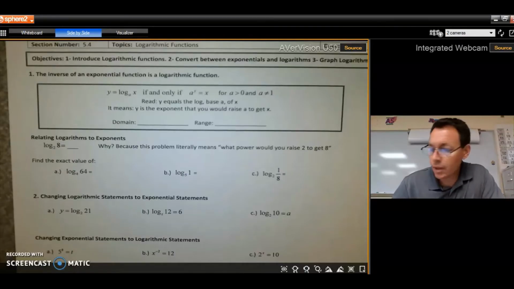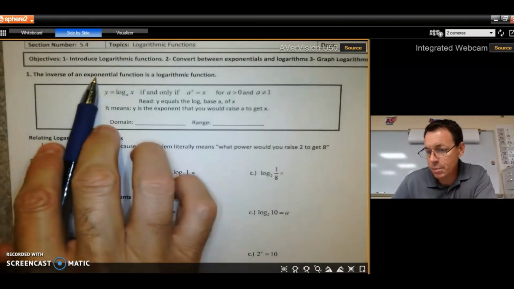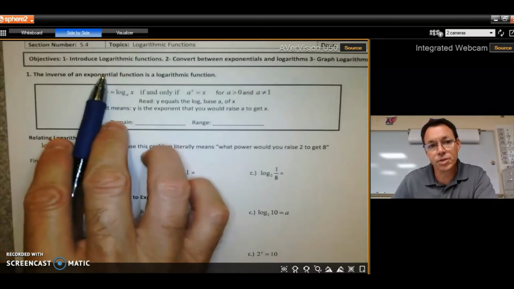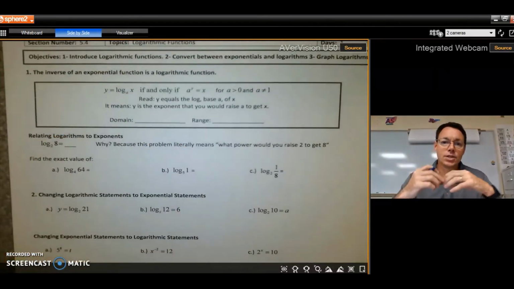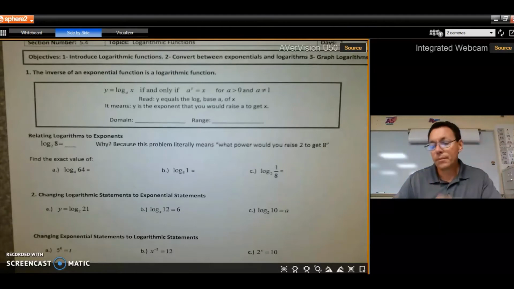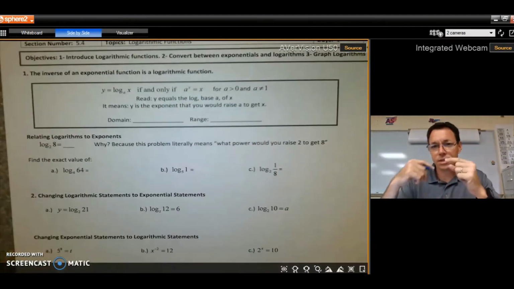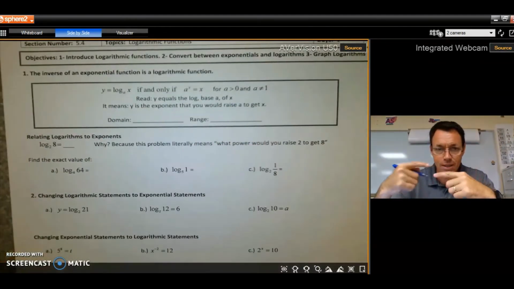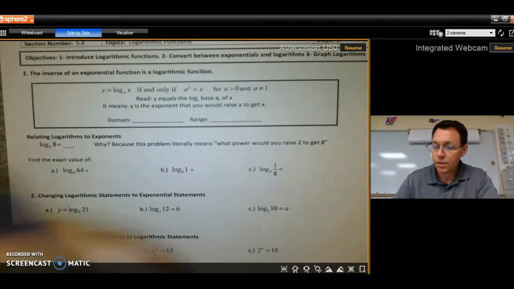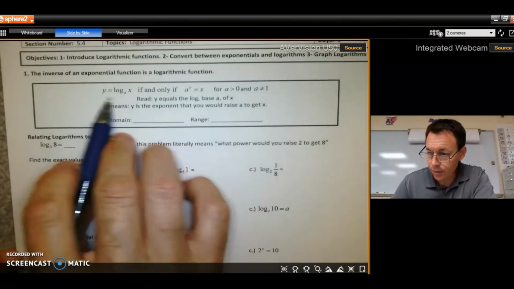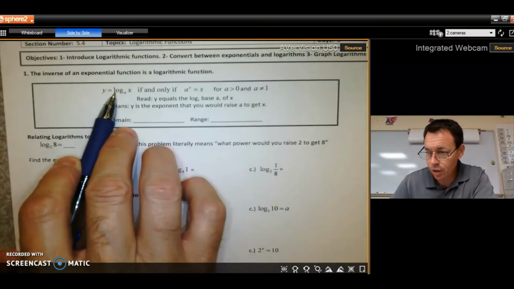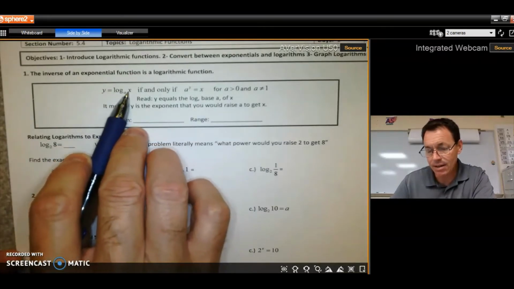Hey guys, today we're going to look at 5.4, which is going to talk about logarithmic functions, or logarithms. Now, a logarithm is the inverse of an exponential function. So with exponentials, you've got a base and you're taking it to different powers. A logarithm is the opposite of that. It's the inverse of that. So this is an example of a logarithm: y equals log base a of x.